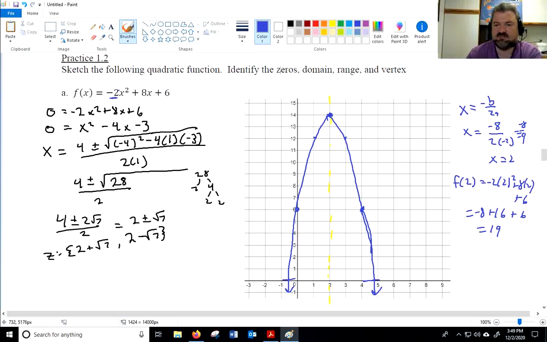Okay, and the domain, what is that? Negative infinity to infinity again. And the range, what is that? Looks like we come from negative infinity, go all the way up to 14 with the bracket.